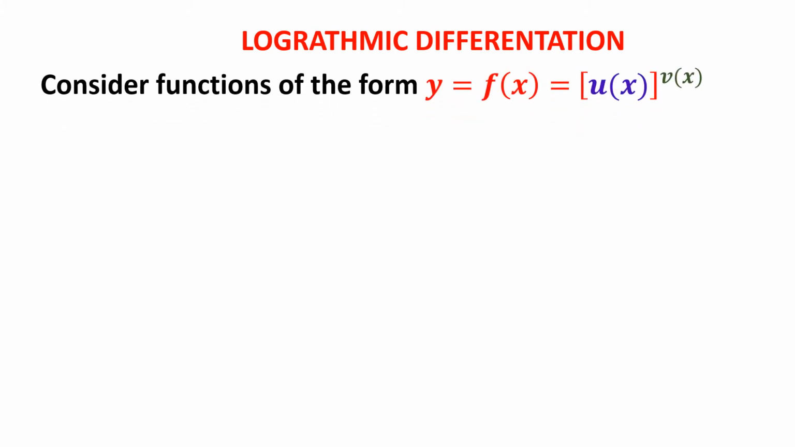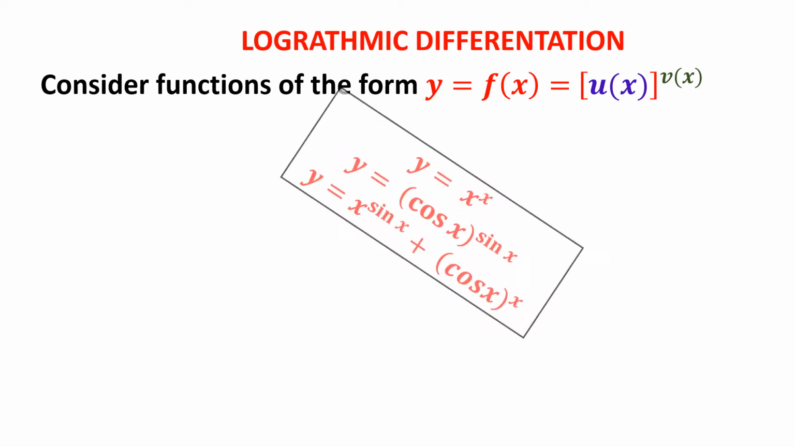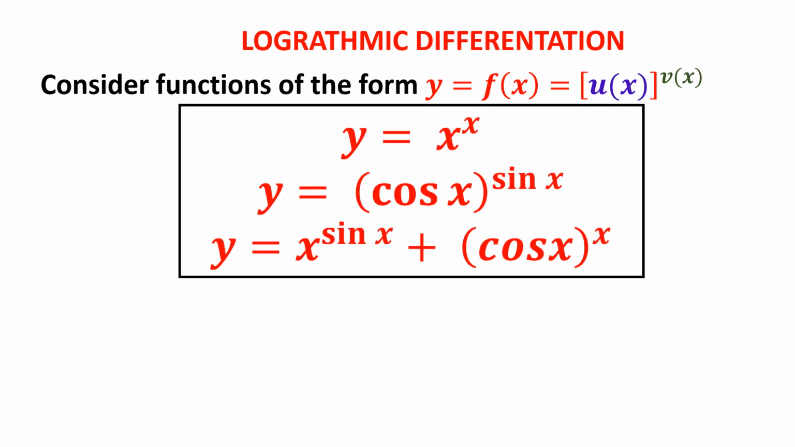Consider the function y is equal to f of x as u of x whole power v of x. That is a function to the power of a function. I am giving you some examples: y is equal to x power x, y is equal to cos x whole power sin x, y is equal to x power sin x plus cos x whole power x. We have a formula only for y is equal to x power n where n is a number.